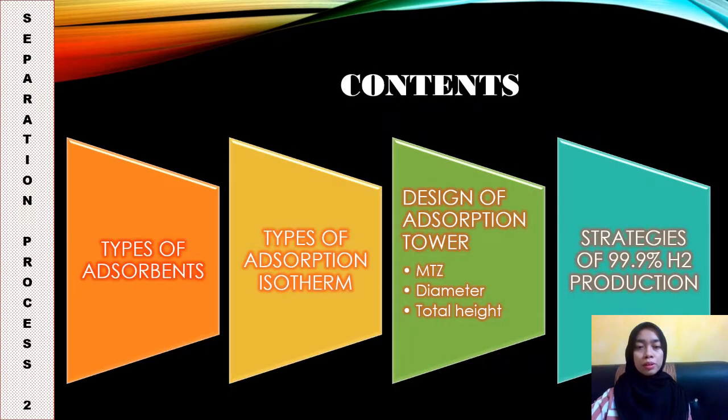Next, we will go into the types of adsorbents, the type of adsorption isotherm, and the design of the adsorption tower, which includes the mass transfer zone, diameter and total height of the column. And last but not least, we will also discuss the strategies of achieving the 99.9% H2 production.